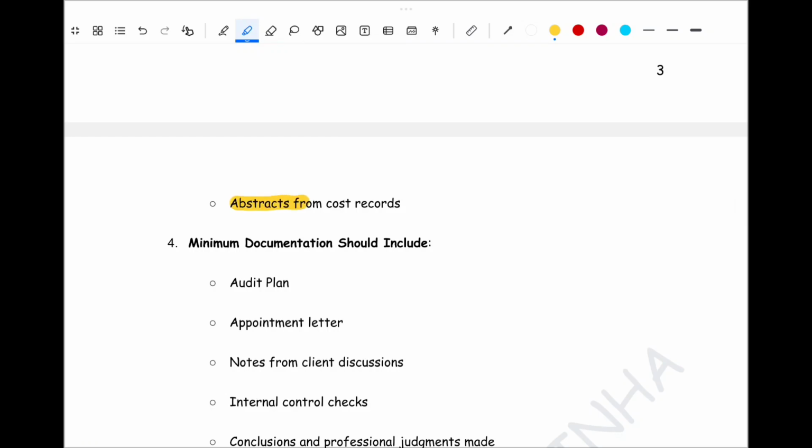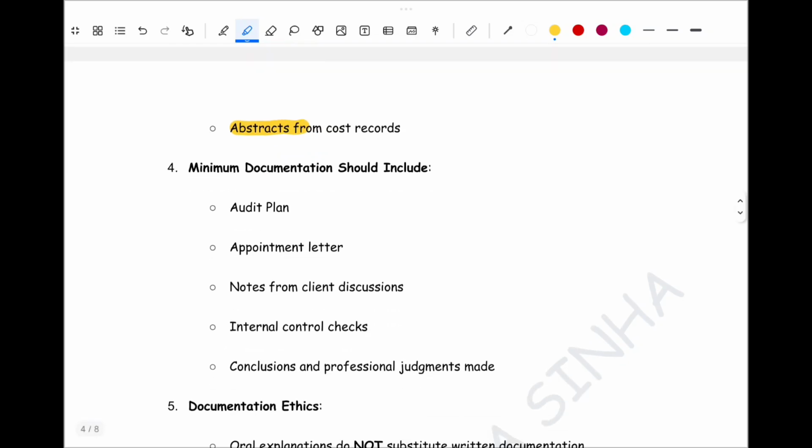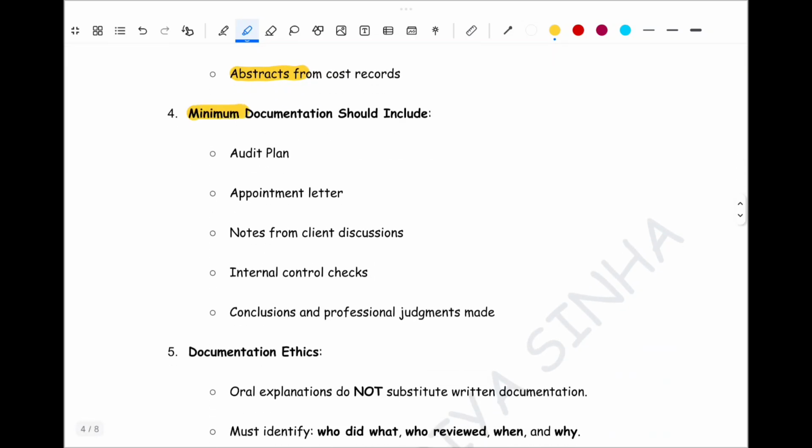Next is what minimum documentation should include. Now, what is the minimum documentation that should be included? Minimum documentation should include the audit plan, appointment letter, notes from client discussion, internal control checks, and conclusions and professional judgments that are made. So that is the minimum documentation that should be included, right?